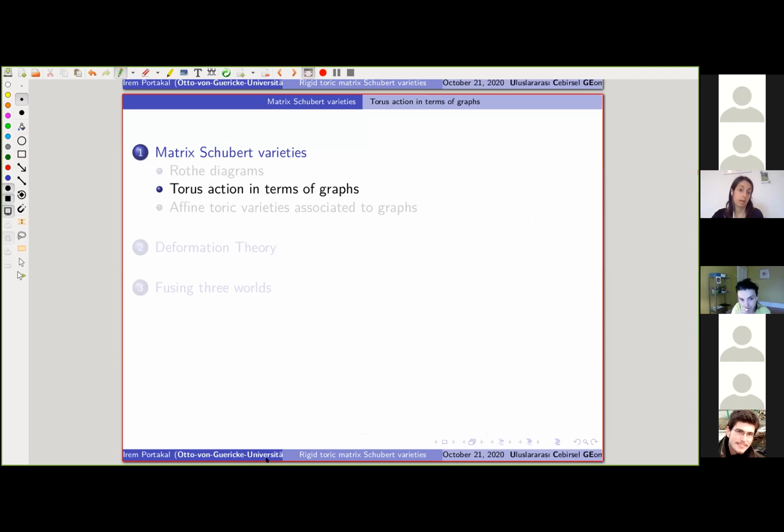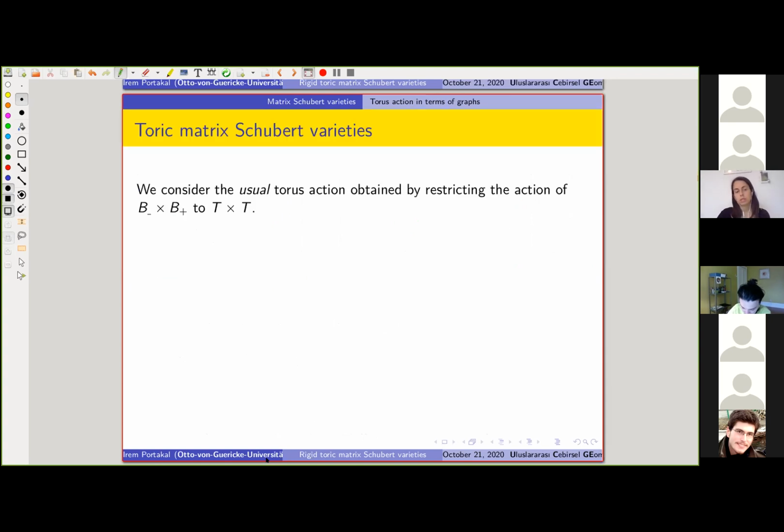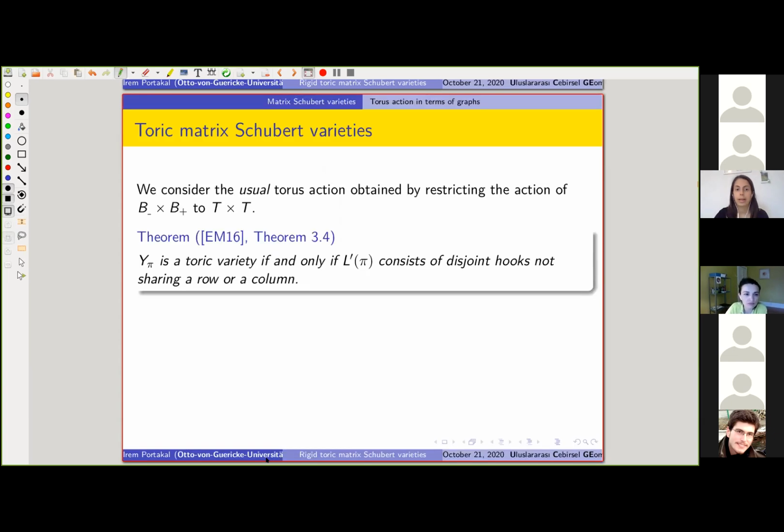Let me talk about what I mean by a torus action and how I understand it in terms of graphs. We just basically consider the restricted action. So we just restrict this B minus times B plus to the torus. And this is also called in the literature the usual torus action, on Kazhdan-Lusztig varieties and so on in general. And Escobar and Mészáros classified these Y pi's when they are toric. They said if and only if these L prime consist of disjoint hooks not sharing a row or column.